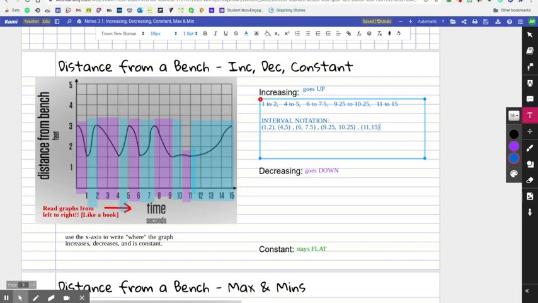Did I break anybody's soul with this interval notation? First I did. But is it better now? Okay. All right. Now let's talk about our decreasing stuff.